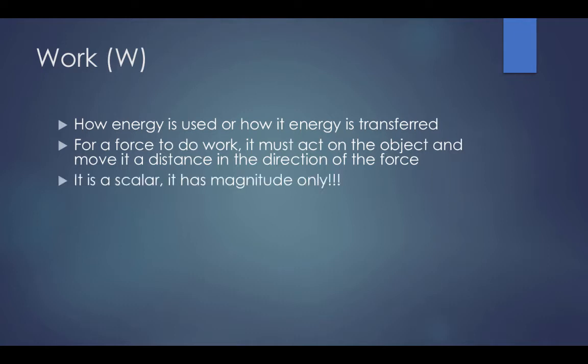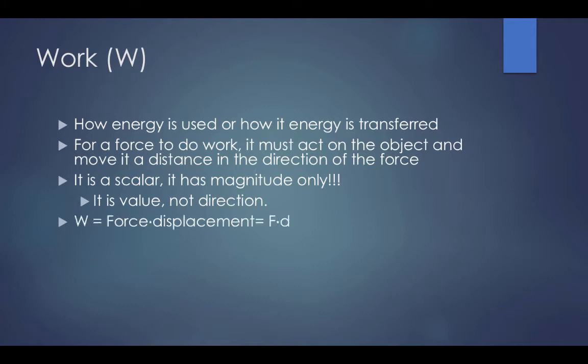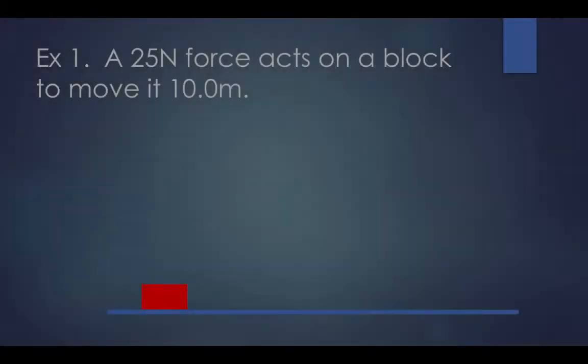It is a scalar value, which means it does not include direction, simply magnitude. That means a negative and positive value will mean loss or gain when calculating work, not direction. The formula for work is force times displacement, often shortened to F times d. Its SI unit is the joule, uppercase J, but can sometimes be written as Newton meters or kilogram meters squared per second squared. Let us take a look at an example.